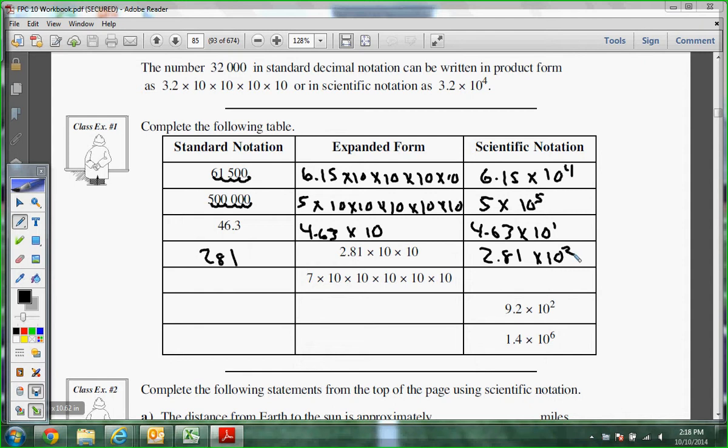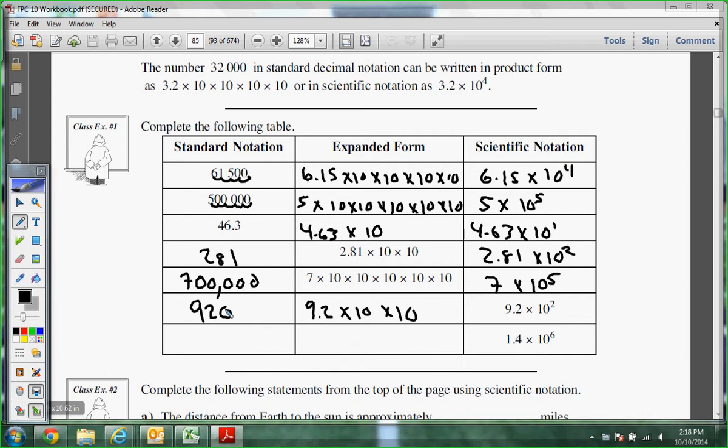Okay, so we have 1, 2, 3, 4, 5. So 7 with 5 zeros. So we have 700,000, which is the same thing as 7 times 10 to the 5th. 9.2 times 10 squared. So that'd be 9.2 times 10 times 10, which would be 920.